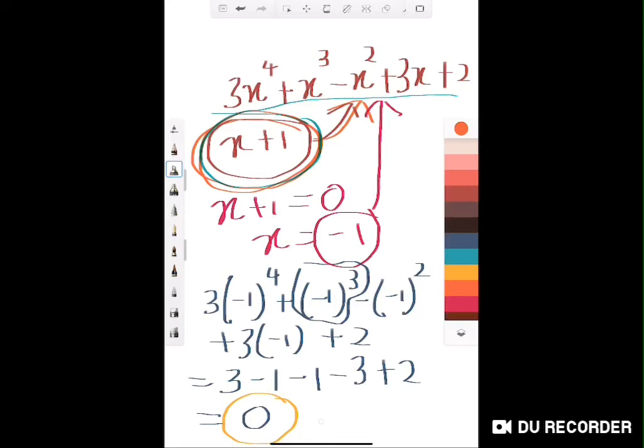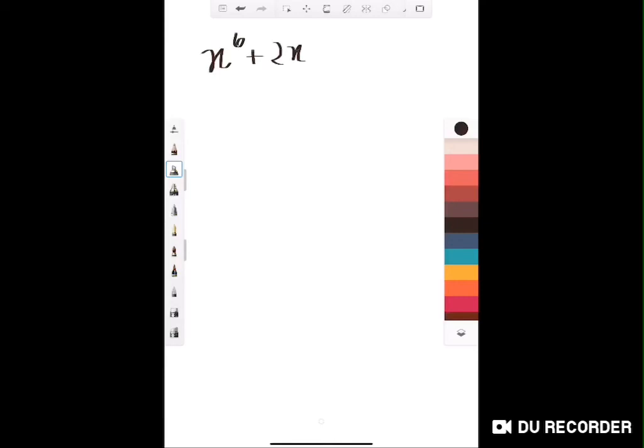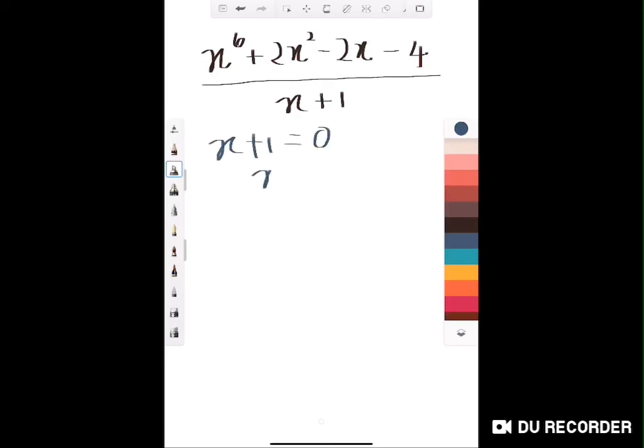Alright, okay, so let's look at another example. So let's say I have x to the power 6 plus 2x square minus 2x minus 4, divided by x plus 1. So we want to check whether x plus 1 is a factor of this polynomial or not. So how to check? Substitute x equal to negative 1, because x plus 1 is 0, x is negative 1 here.